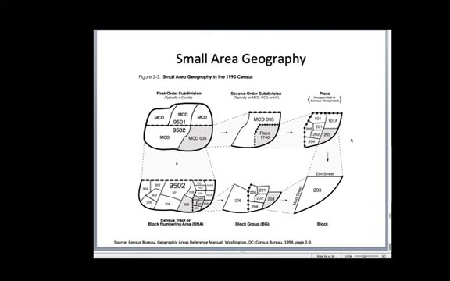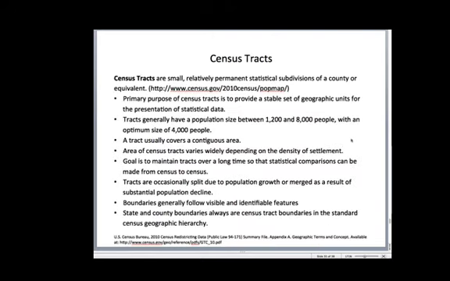to these small areas. This slide talks a bit about the census tracts in particular and gives some of their characteristics. They are small, relatively permanent statistical subdivisions of a county or equivalent. They are intended to provide a stable set of geographic units for the presentation of statistical data. They usually have a population size between about 1,200 and 8,000 people, optimally being around 4,000 people. And you can read the remainder of these attributes.